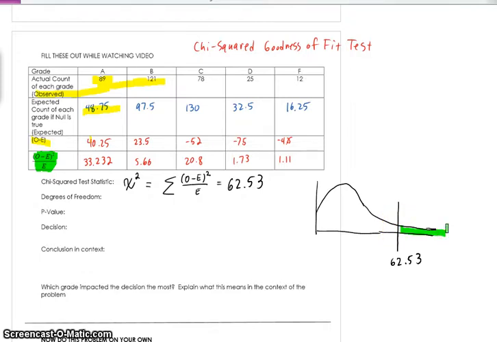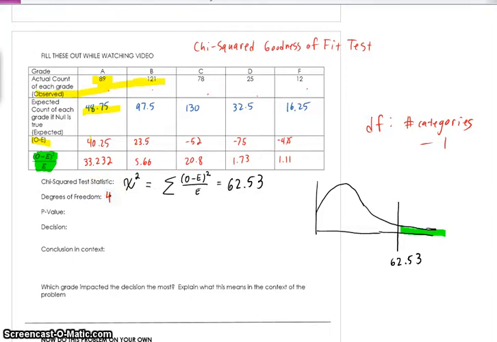Okay? So we'll talk more about this in class, but each chi-square distribution, like a t-distribution, has a different degrees of freedom. And the degrees of freedom in this case is the number of categories minus 1. Notice it's the number of categories. It's not the sample size minus 1. The sample size is 325 here. It's the number of categories minus 1. So we've got 1, 2, 3, 4, 5 categories minus 1. So the degrees of freedom for this is 4.